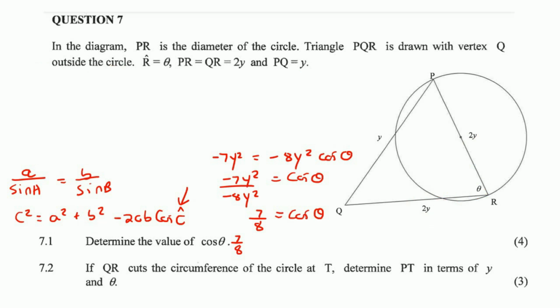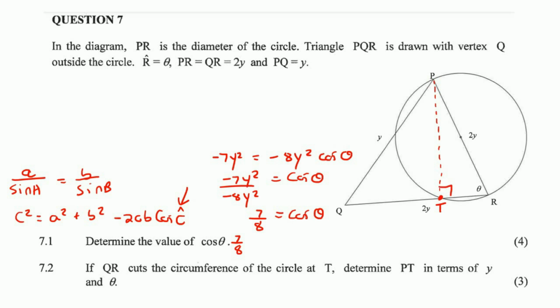Then the last one. If QR, so where's QR? Okay, it's there. If QR cuts the circumference of the circle at T, that means that point is called T. Determine the length of PT in terms of y and theta. So PT would be this one, and they want us to work out what that is.